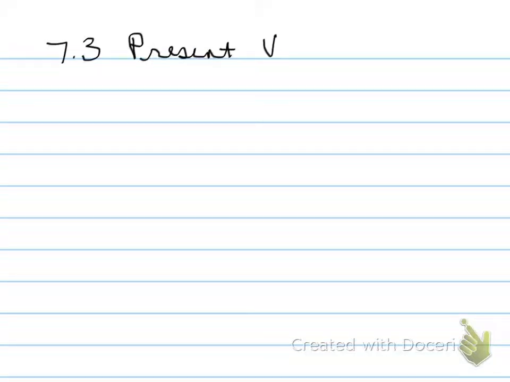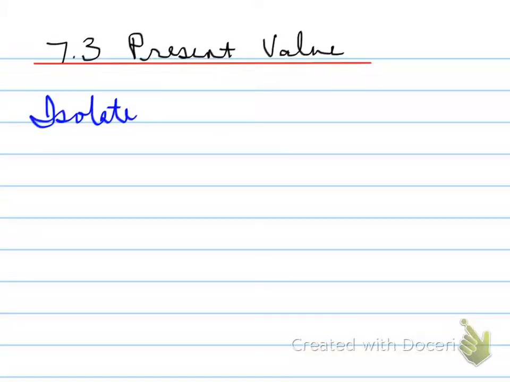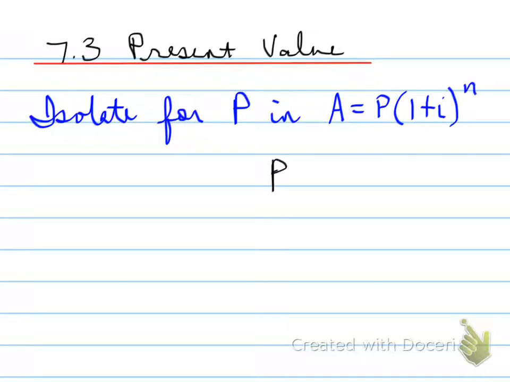Okay, 7.3, present value, or if you're in the grade 11 mixed course, this would be 8.3. Isolate for P in the actual compound interest formula. So what I want you to do is to isolate for P. What would happen if we made P by itself in this formula? So looking at P, we need to get P by itself. In order to do that, our formula will look like this.